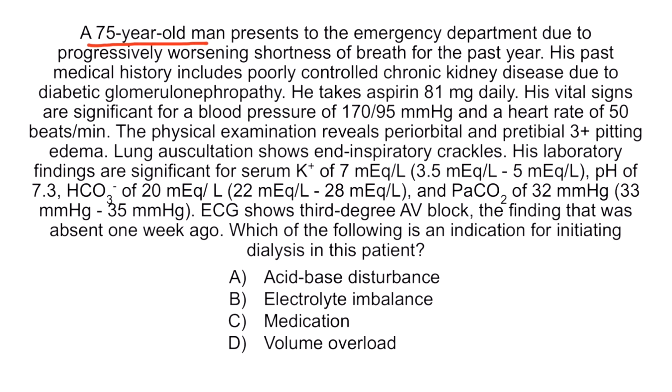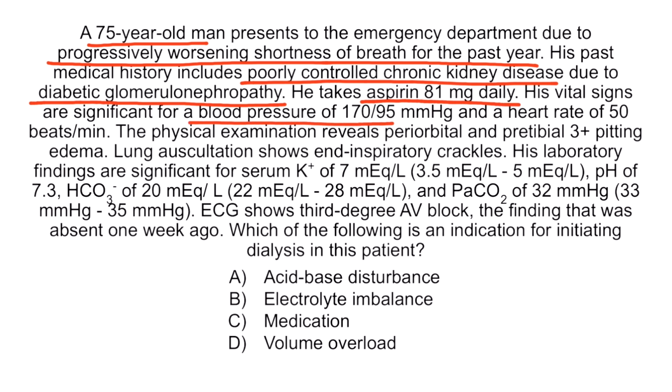The elderly man presents with progressively worsening shortness of breath for the past year. His past medical history includes poorly controlled chronic kidney disease due to diabetic glomerulonephropathy. He takes aspirin, 81 milligrams daily. His vital signs are significant for hypertension with a blood pressure of 170/95 and bradycardia with a heart rate of 50 beats per minute. Physical exam reveals periorbital and pretibial 3+ pitting edema. Lung auscultation shows end inspiratory crackles. These latter findings suggest volume overload. He also has hyperkalemia with potassium of 7 and a mild compensated metabolic acidosis.